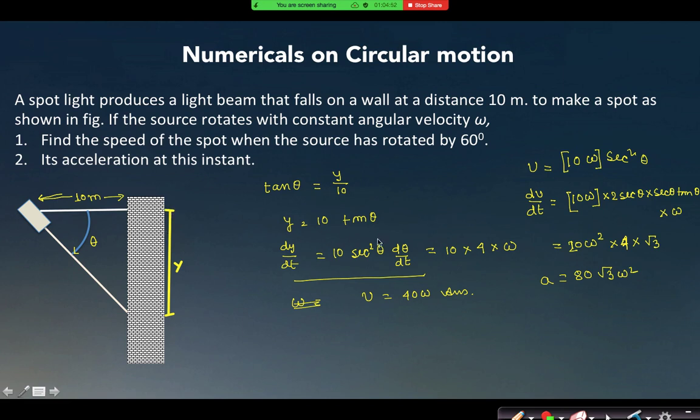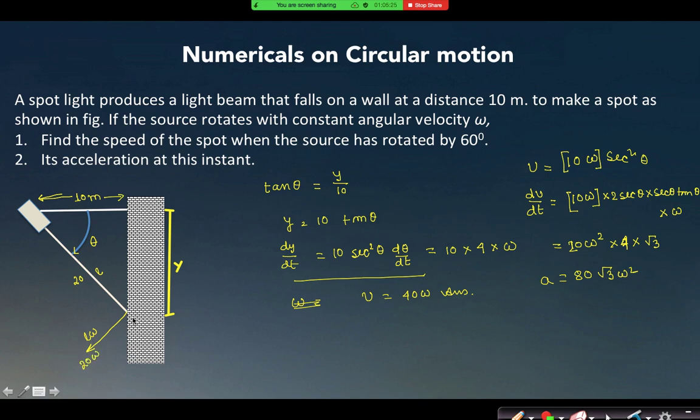Again, you can find the velocity in this way also. If it is moving in this direction, at this instant, what is the component of the velocity along this line? Can I say it is nothing but L omega? What is L? L is nothing but 10 sec theta, so that is 20. L is equal to 20. So the value of the velocity component along this line is 20 omega.